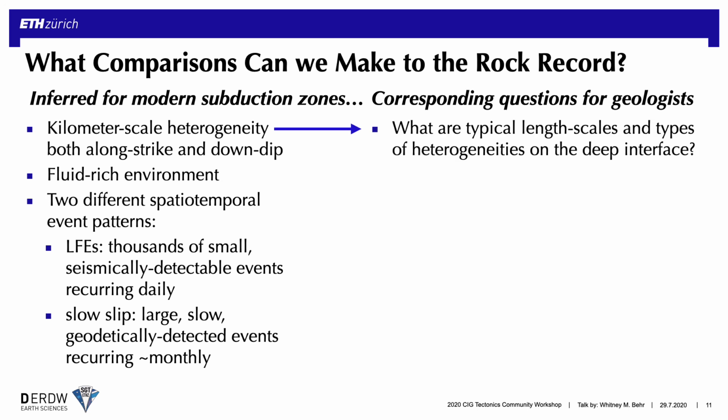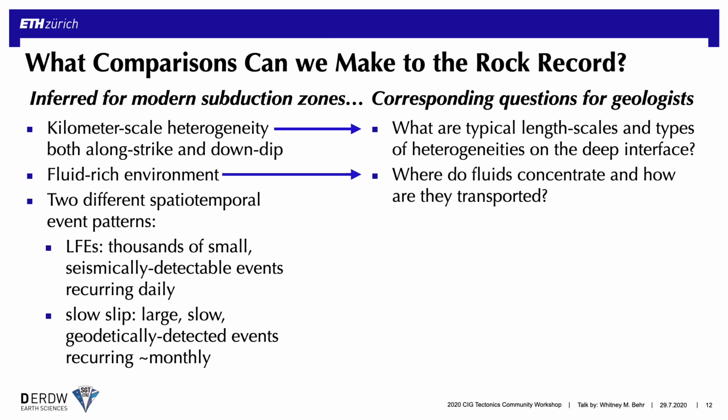And so here I've tried to frame some of these key questions. When it comes to heterogeneity, we can examine the rocks to try and understand the typical length scales and types of heterogeneities that occupy the deep interface. In other words, for example, what are the rock types that actually produce rheological and/or permeability contrasts? In terms of fluids, we can try to investigate how fluids are transported and how fluids become trapped such that fluid pressures can start to increase toward lithostatic values.